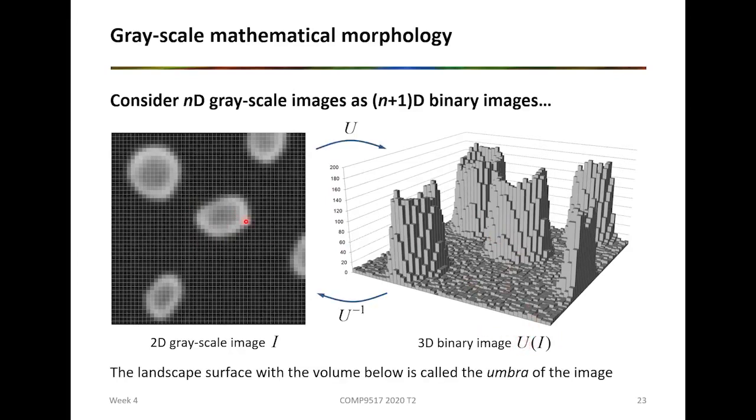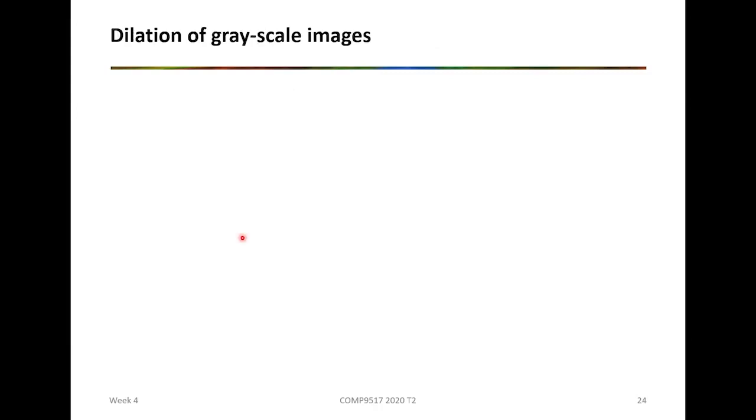The transformation from the grayscale image to the binary image is called the umbra transformation, and the inverse takes you back from the higher dimensional binary representation to the lower dimensional grayscale representation. And with this concept in mind, we can do grayscale mathematical morphology using binary morphological operators. Simply transform the image to a binary representation, do the binary mathematical morphology here, and then transform back to the grayscale domain. So now let's revisit some of the concepts we've discussed in the binary case.